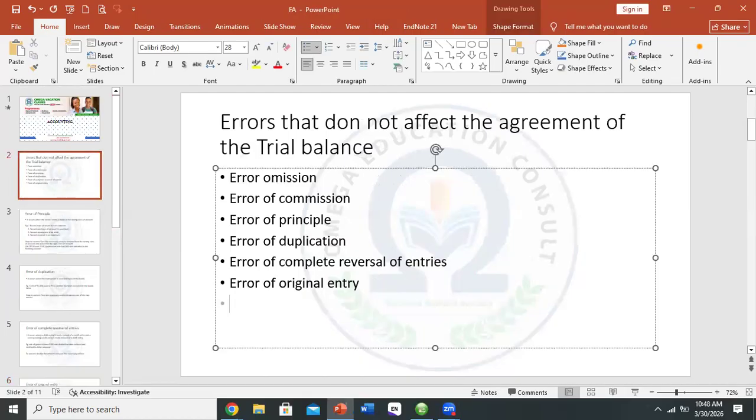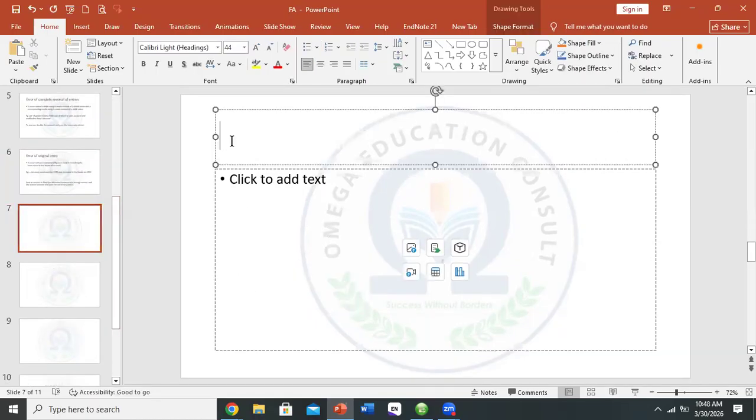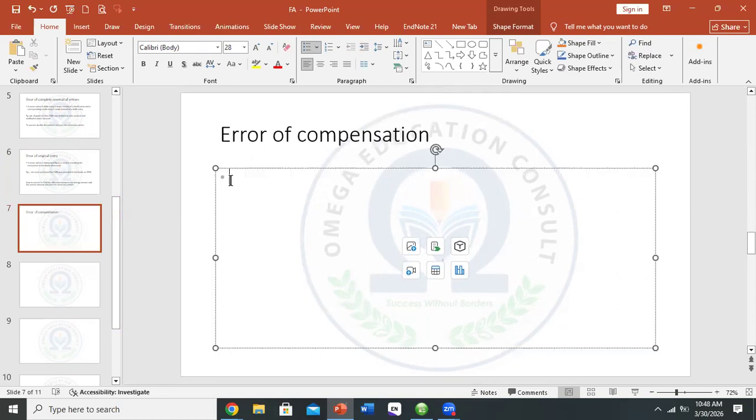So the last one, the last error, that will be the error of compensation. Now, this error by its nature looks a bit weird. Okay, but let's get to know what it is. So what does it mean? Error of compensation. So the errors are compensating each other, or they are canceling out each other.